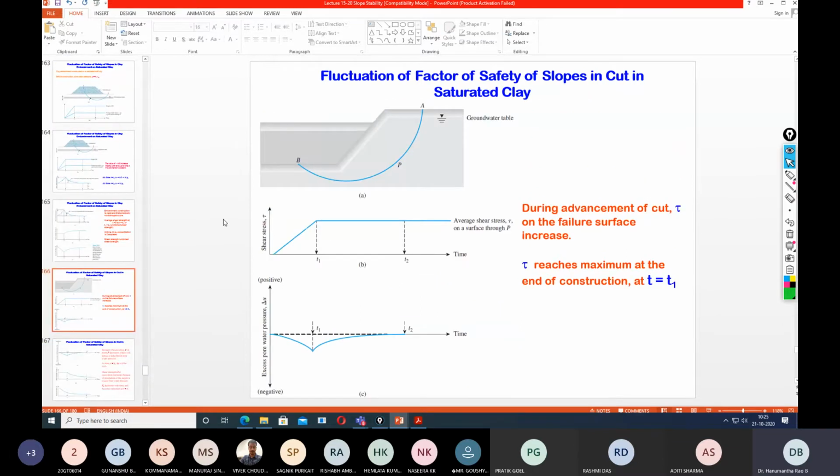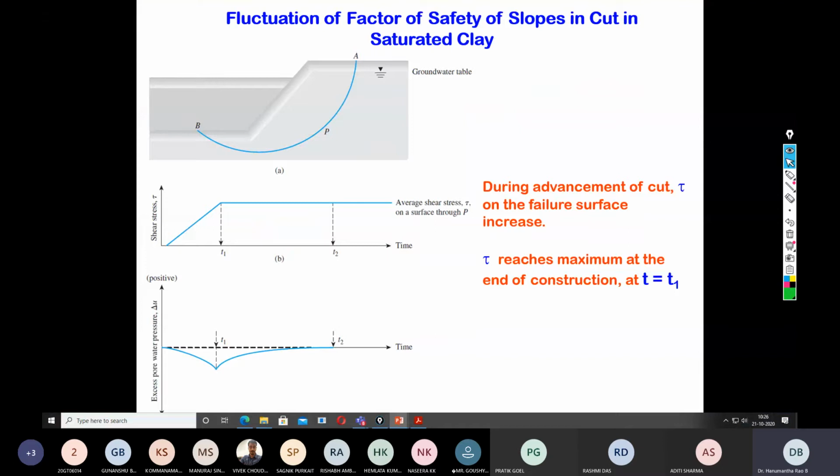Now this is another case. In the previous case we kept on imposing the load on the saturated clay. Now let us try to understand what happens to the factor of safety when you make a cut. When you make a vertical cut, initially the ground surface is horizontal. Now when you keep on cutting, during the advancement, tau, that is the shear strength on the failure surface, increases. How? This we need to understand.